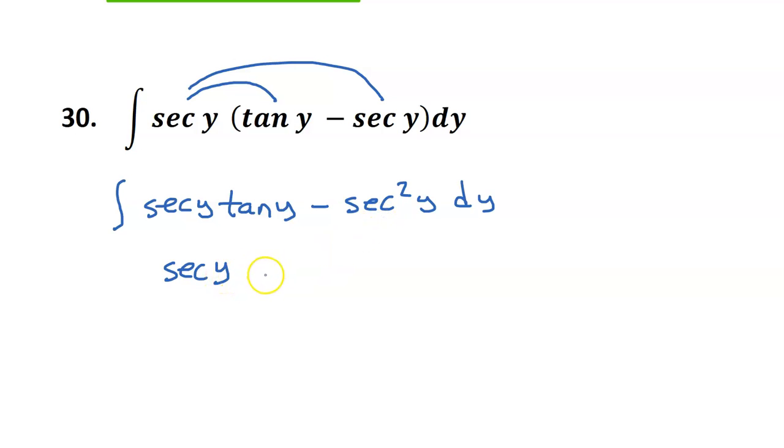Moving on to the second term, the derivative of what is secant squared? The derivative of tangent is secant squared. So tangent is the antiderivative. And then you just put your plus c.